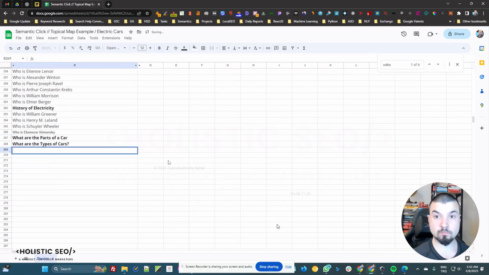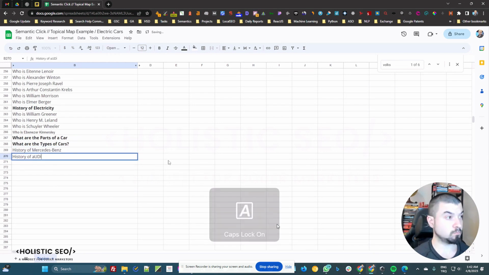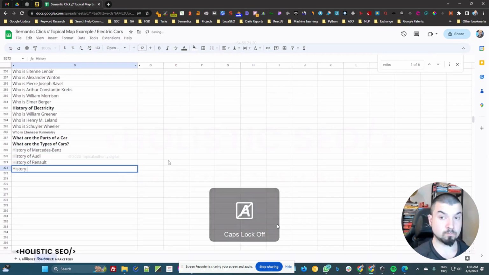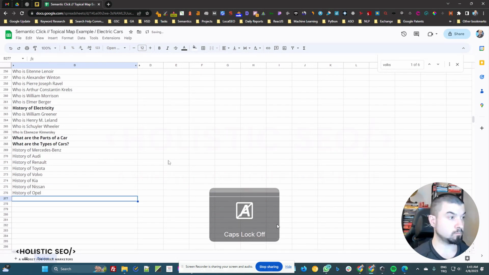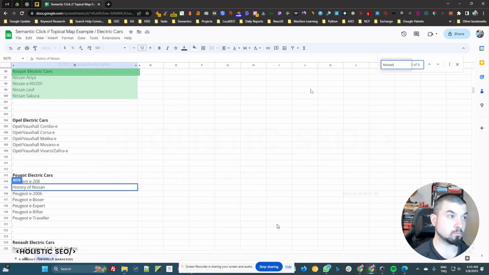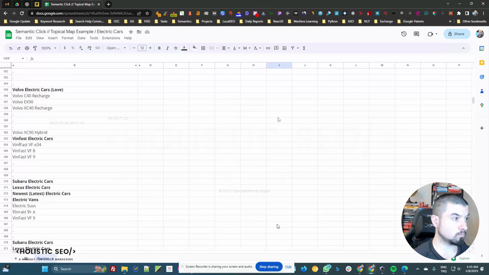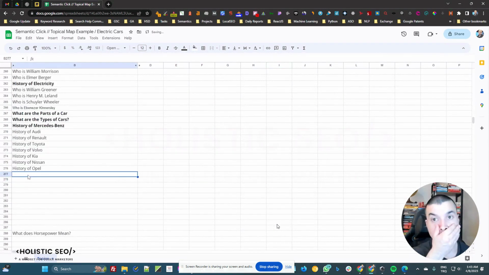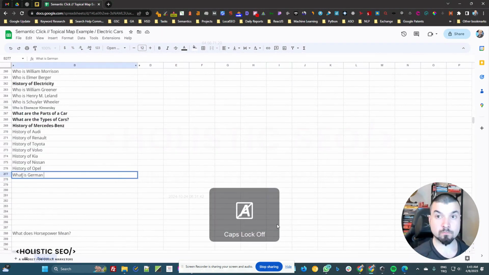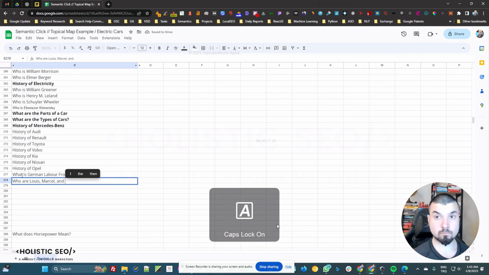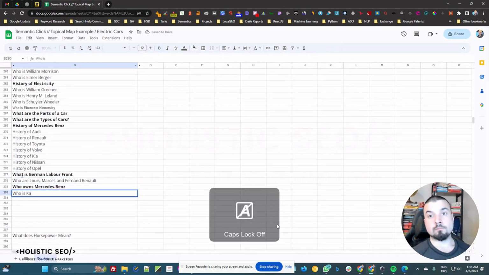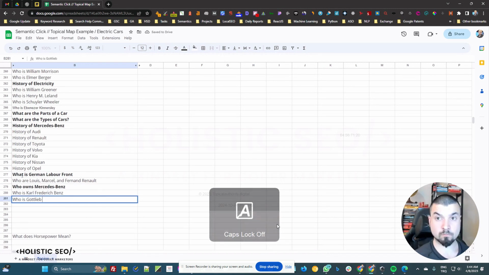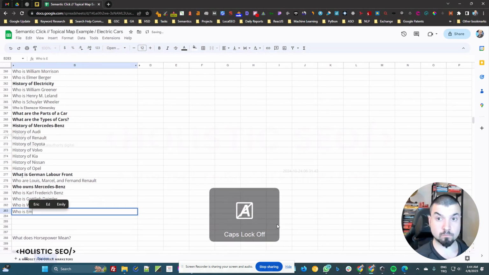History of cars will require us to focus on who invented the automobile, or who is Carl Benz, Etienne Lenoir, Alexander Winton, or different types of people who are connected to the cars, and also certain brands. And we go for the history of electricity, and from there we also go for Henry M. Leland or William Greener, or different types of scientists. Now we also go for the parts of car, types of cars, and these are highly similar to the electric car parts or electric car types.